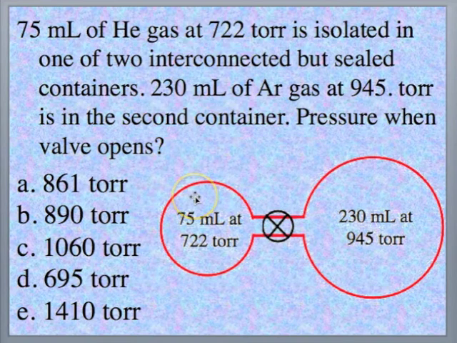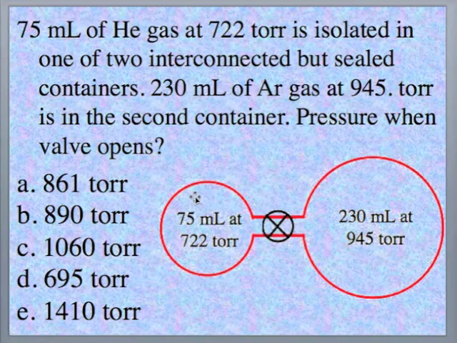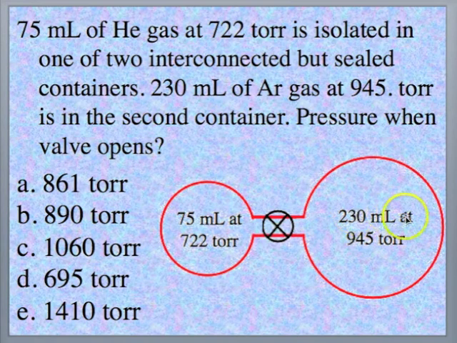Okay, here's a question I love to ask. I'm not going to solve it for you, but you probably will see this on a quiz or test. Well, not this exact problem, right? 75 milliliters of helium gas at 722 torr is isolated in one of 2 interconnected but sealed containers. And in the other one, you have 230 milliliters of argon at 945 torr. So what's the pressure when you open the valve?